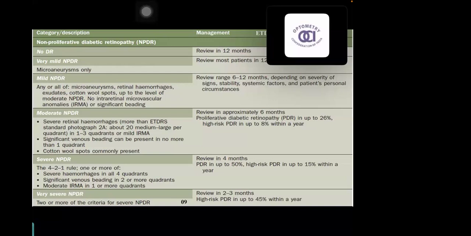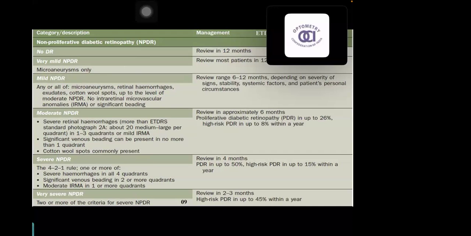Next, we notice hard exudates, which are yellowish lipid deposits that form as plasma leaks from damaged vessels. They often cluster around the macula and may indicate macular edema. We can also see cotton wool spots, which are small white patches representing localized retinal ischemia, specifically nerve fiber layer infarcts. Depending on the severity, NPDR can be further categorized as mild, moderate, or severe.